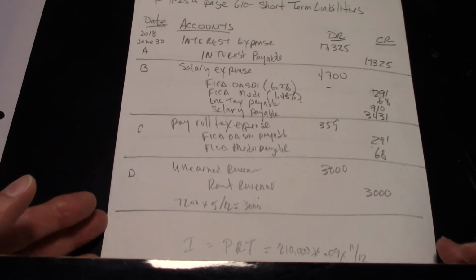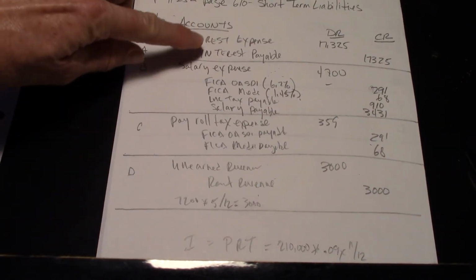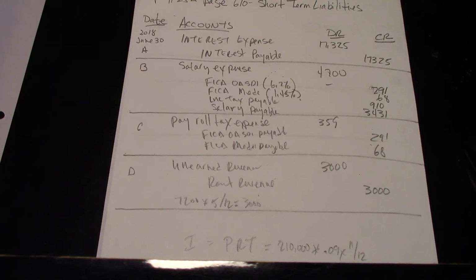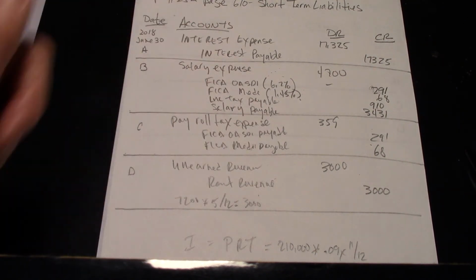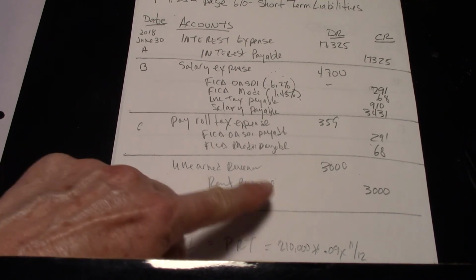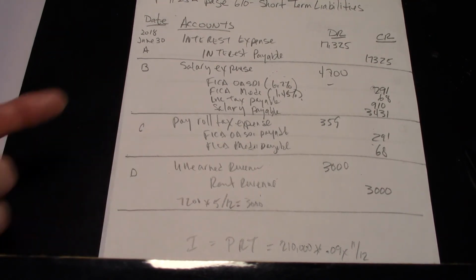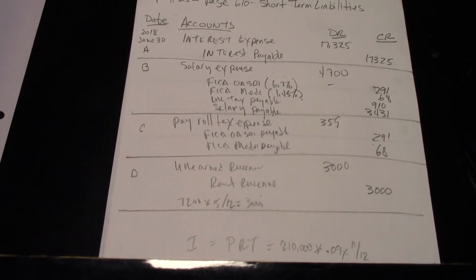Okay, so there we did those entries. We have an interest payable liability now. We have some salary items payable now. And we earned some revenue, so we no longer have quite as much of a liability in unearned revenue. In the next part of the video for this problem, we will post these journal entries to the ledger.